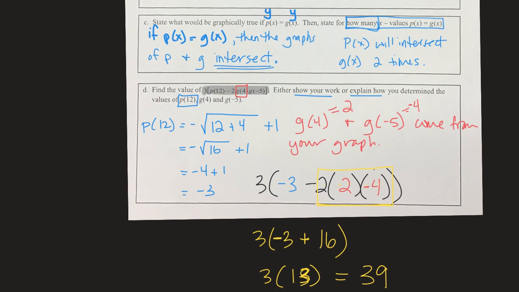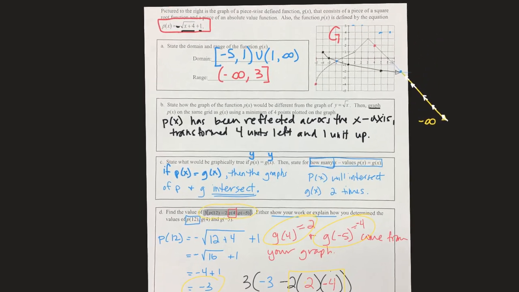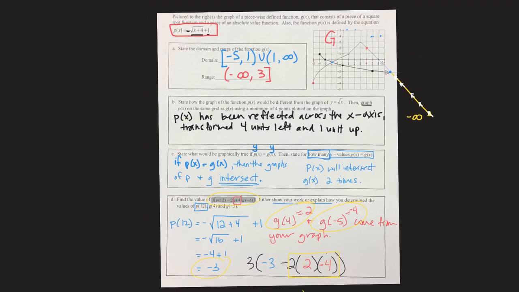Okay, so we need all of these parts. You get 1 point for finding P of 12, G of 4, and G of negative 5. And then you get 1 point for figuring out that this whole entire expression comes out to 39. Okay, so that is your FRQ. That is covering how F and G relate to each other. Hopefully this is good, and you'll do fantastic on your quiz tomorrow.